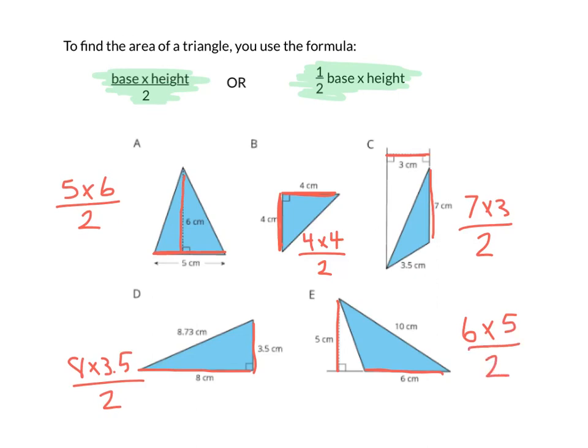So you'll always notice that the base and the height come together at that right angle. And that's important because when you measure your own height, you stand up straight. So when we look at the height of a triangle, we want the measurement straight up, not slanted.